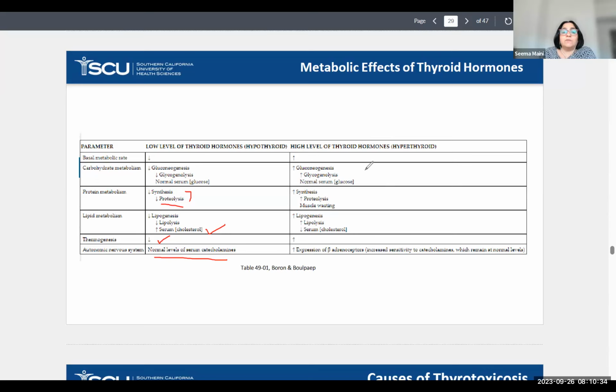A hyperthyroid individual will have increased gluconeogenesis and glycogenolysis, increased synthesis. Do you know why serum glucose level is kept normal in spite of the glucogenic effect? If a person is hyperthyroid, this person is utilizing glucose at a higher rate because the metabolic rate is very high, right? Muscle wasting, reduced serum cholesterol, increased lipolysis and increased lipogenesis. Thermogenesis is increased, so heat intolerant, and increased expression of beta receptors on the target tissues, right?